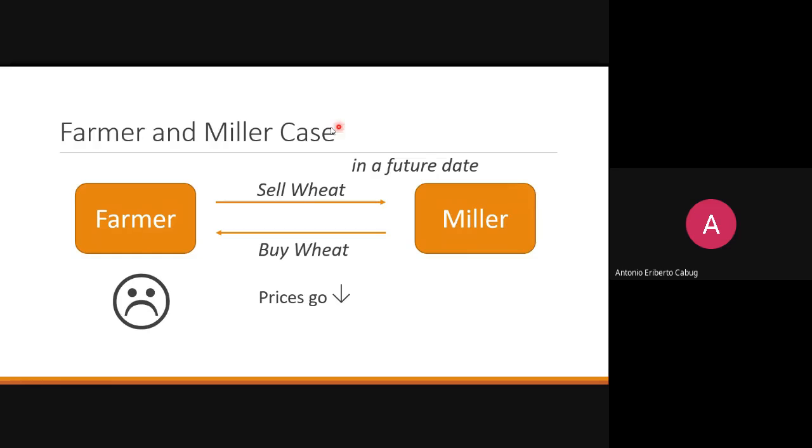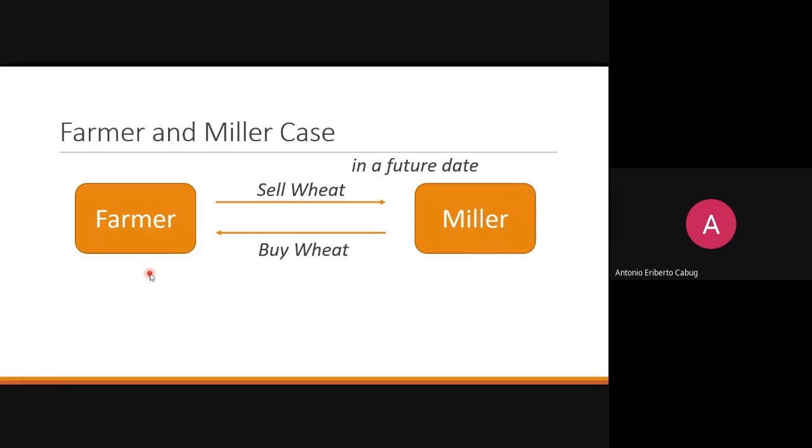What if by the time in the future date, at harvest season, the prices will go down? The farmer will have to sell the wheat at a lower price. So, there are two possible scenarios, and it will be at a disadvantage for one of them.